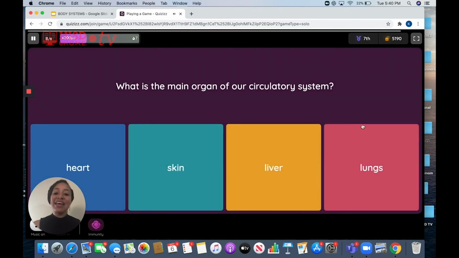What is the main organ of our circulatory system? Main organ of our circulatory system. Any ideas? Yes, the main organ of the circulatory system is the heart.